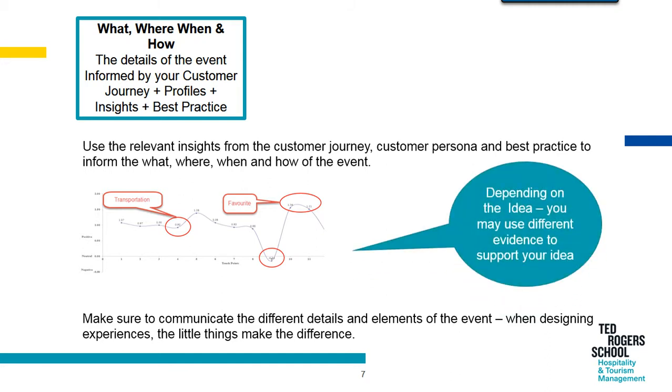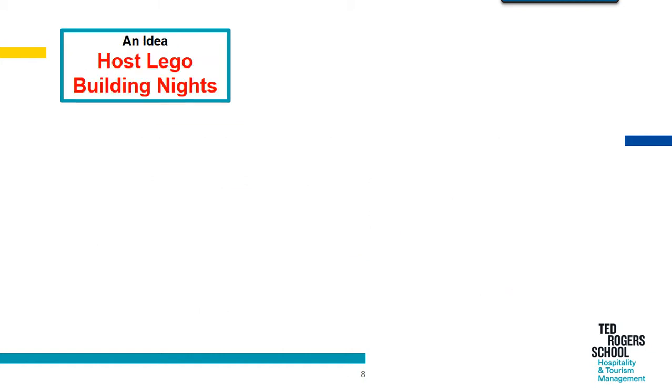And depending on your idea, you may use different evidence to support your idea. So the next idea may be something different, and you may use different evidence other than transportation and your favorite thing in the exhibits. So, let's just say I've got to do 2 to 4 events.